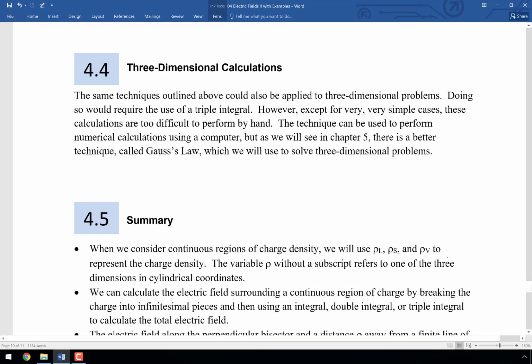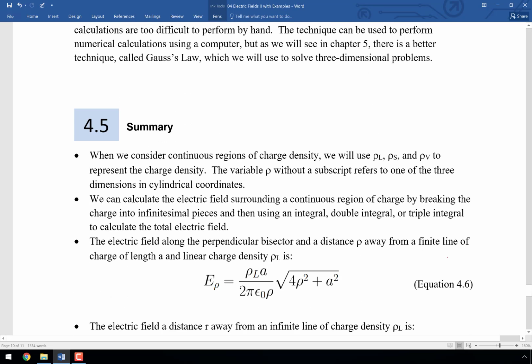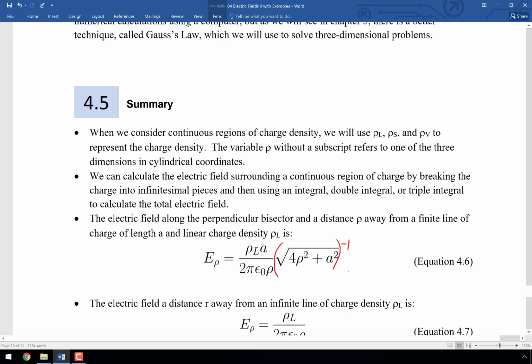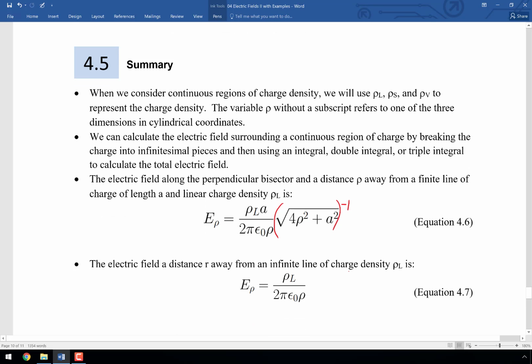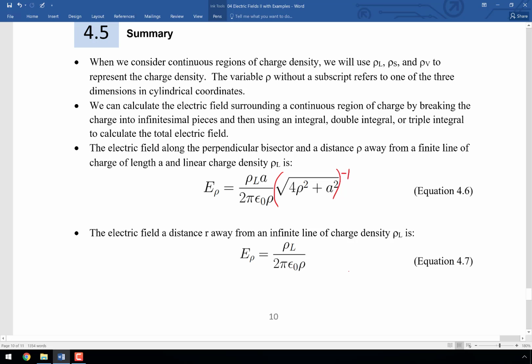I've got the summary here talking a little bit about the different types of charge densities. I should mention that there is a typo here, which I'm going to correct in your notes, but I need it to be correct in this version as well. That's actually in the denominator, so I'll correct that for your version, but I just want you to know that there was a typo there.